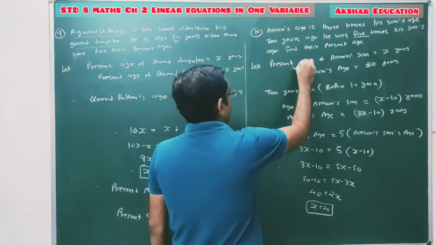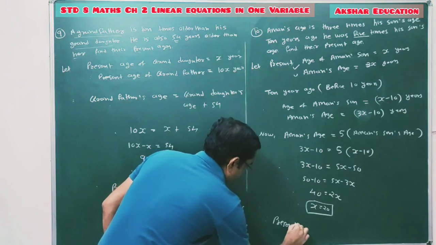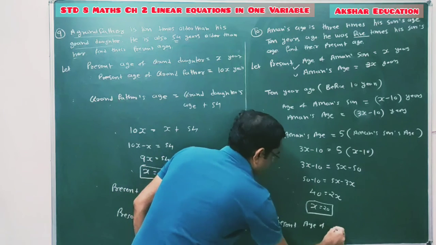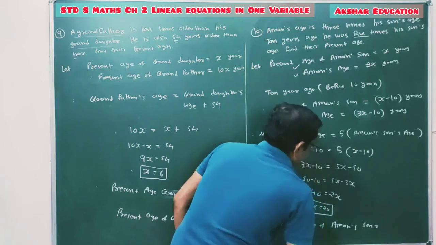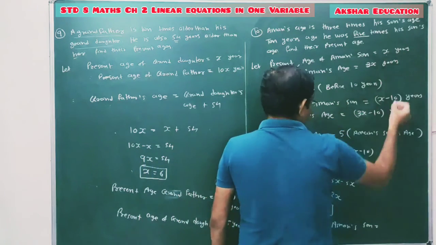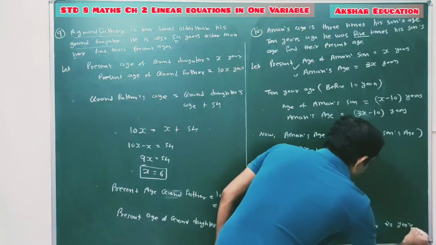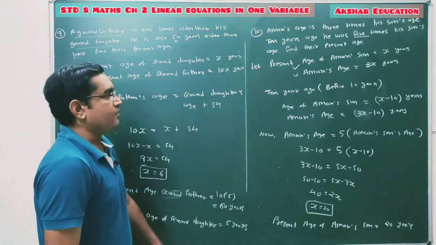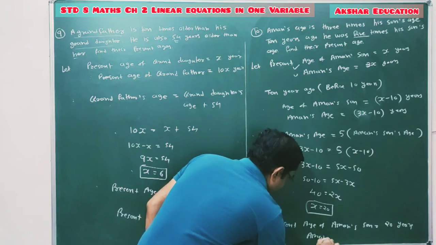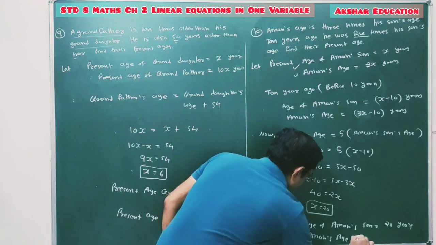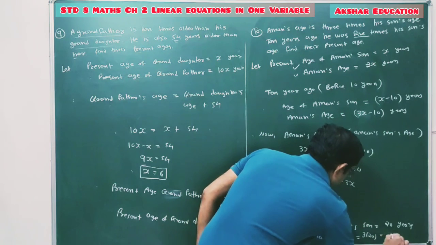So you write the present age of Aman and his son. So therefore present age of Aman's son. What is the present age of Aman's son? It's x years. Our x is 20, so that is 20 years. Present age of Aman's son is 20 years, and present age of Aman is 3x. And therefore, Aman's present age, 3 into x, 3 into 20, 60 years.